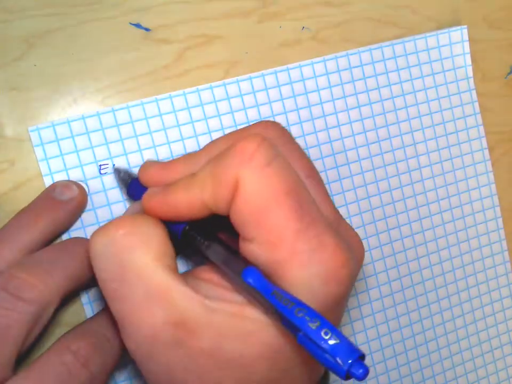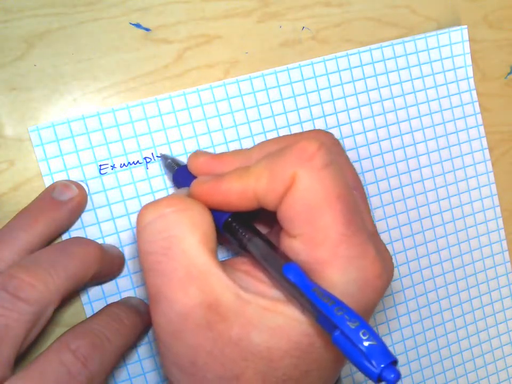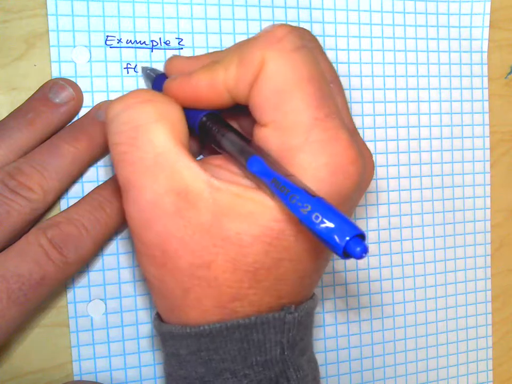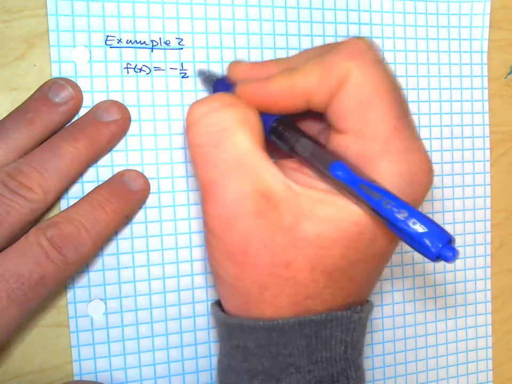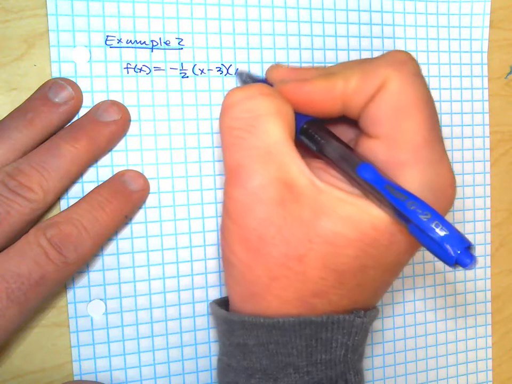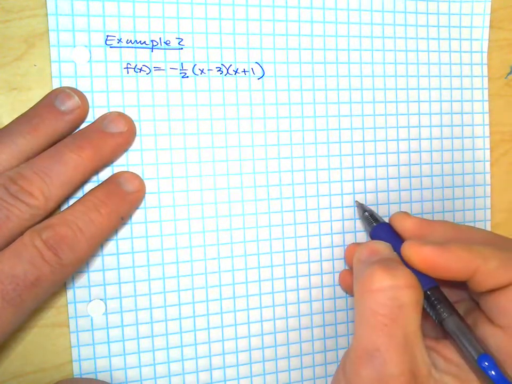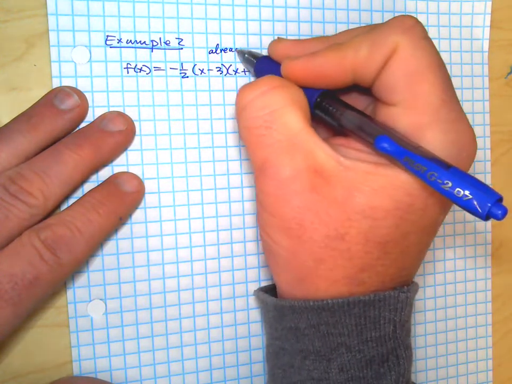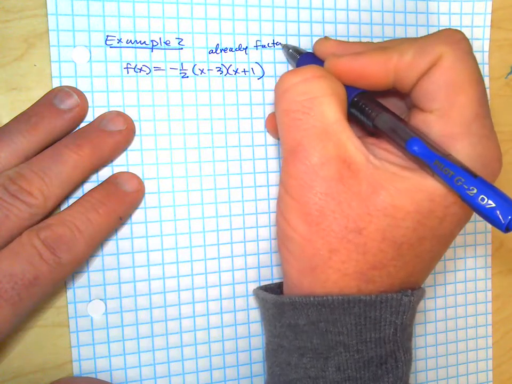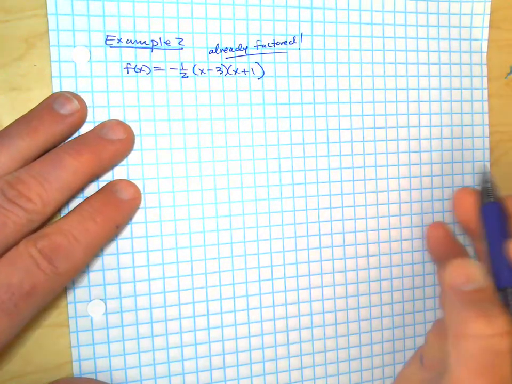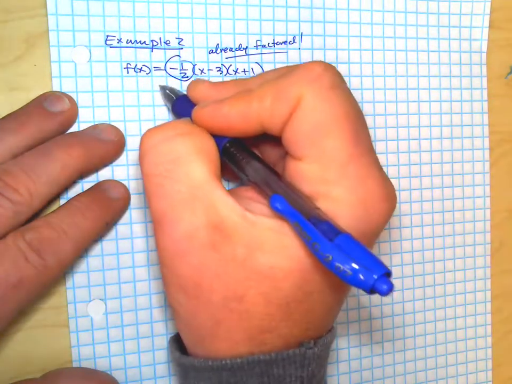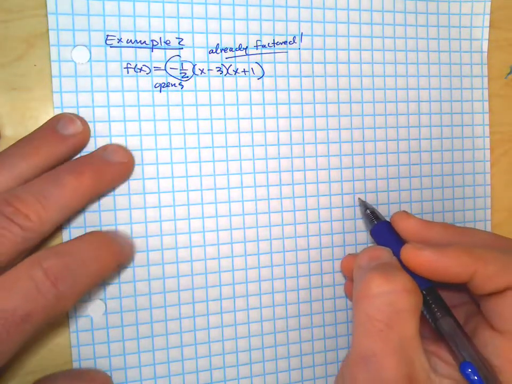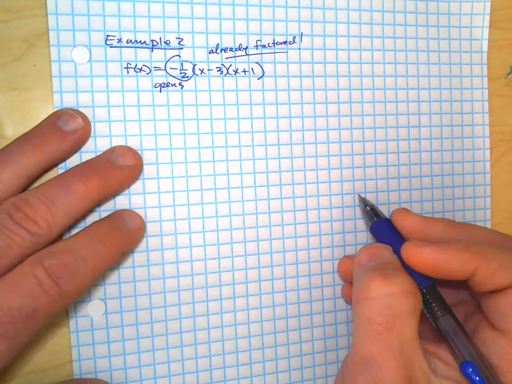Example 2. And this is going to be our function: f(x) equals negative 1/2 times (x minus 3)(x plus 1). Now what's different about this one compared to the last one? It's already factored, which is nice. We don't have to do that. It's ready to go. We know right here that it opens down, and that's shrunk by a factor of 1/2.